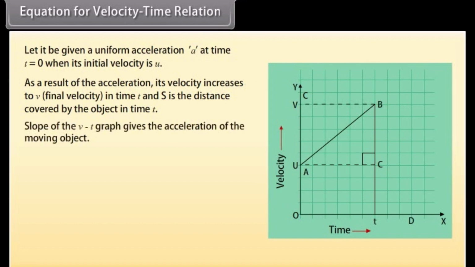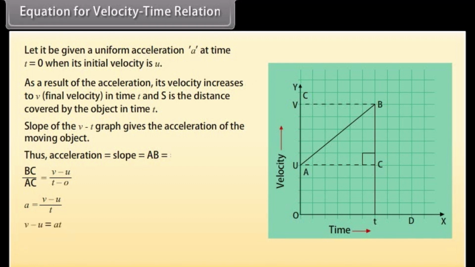Slope of the v-t graph gives the acceleration of the moving object. Thus, acceleration is equal to slope, which equals AB upon BC upon AC, which is equal to (v minus u) upon (t minus 0), where a is equal to (v minus u) upon t. This gives v minus u equals at, so v equals u plus at, which is the first equation of motion.